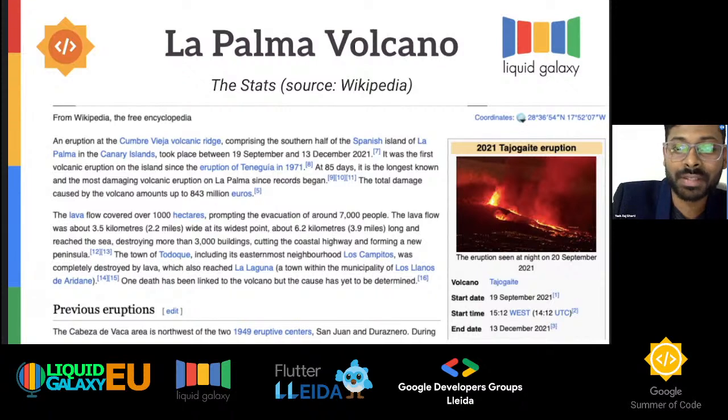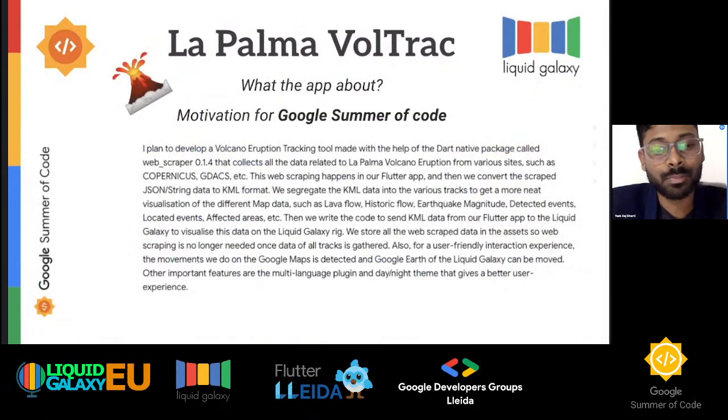And to technologically remember this incident, I was very honored to make this La Palma volcano tracking app, something that beautifully displays a not so beautiful event that happened in the islands of Spain, the La Palma Islands. So what was my motivation? My motivation was that it has to show the KML files of the volcanic incident, and I collected the data from sites like Copernicus and GDAX. And firstly, I started off by making a web scraping Flutter app.